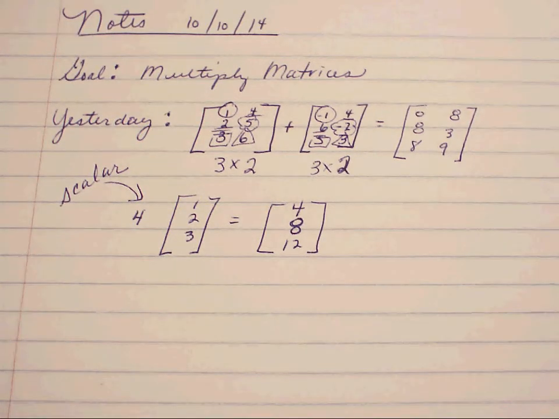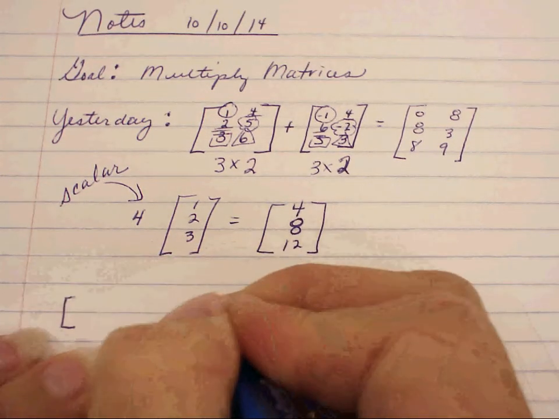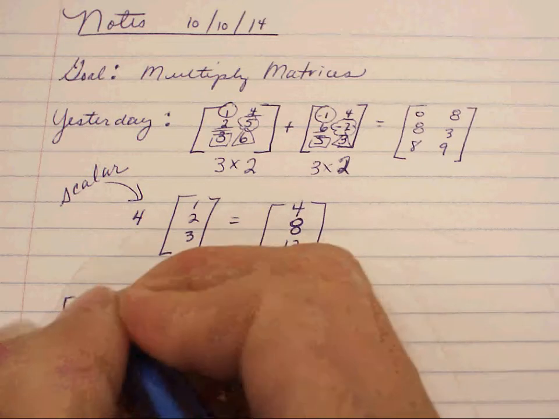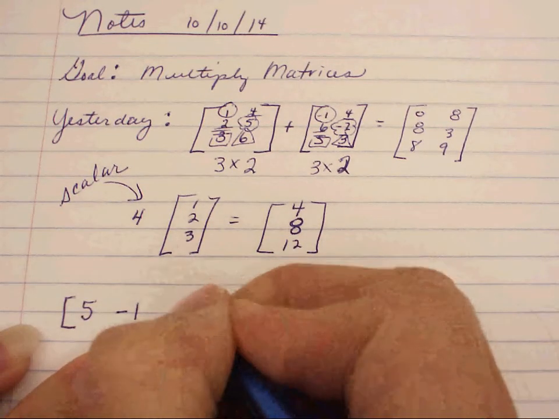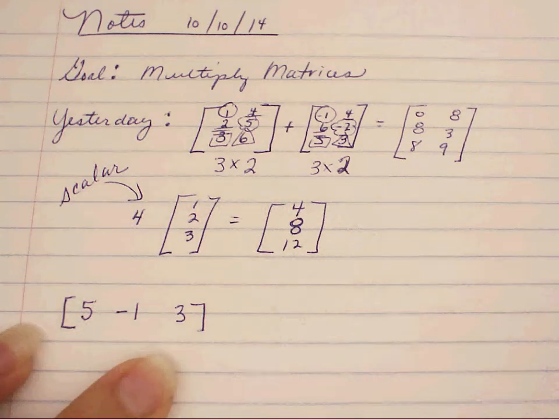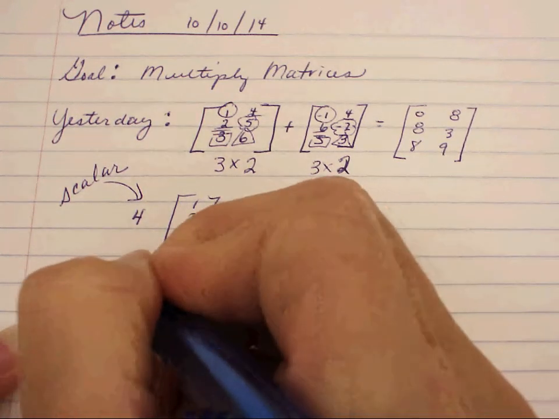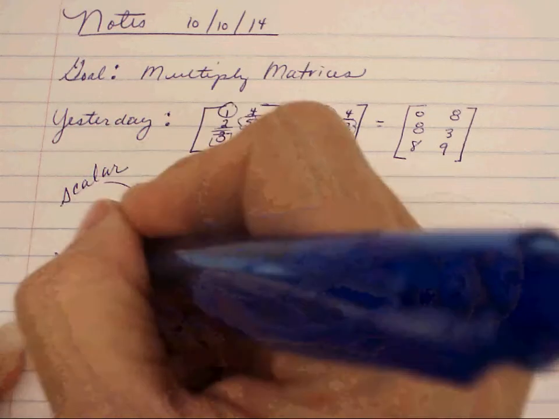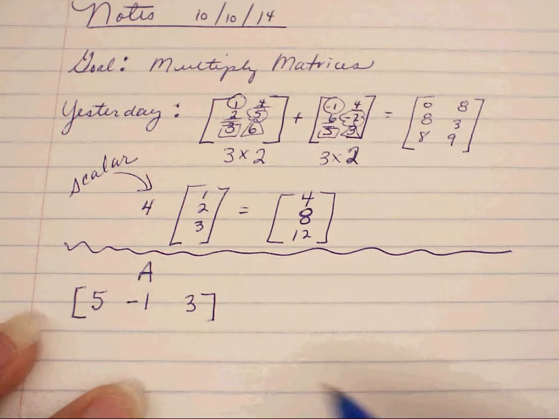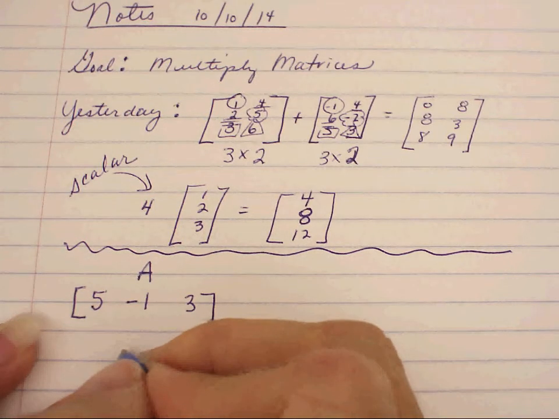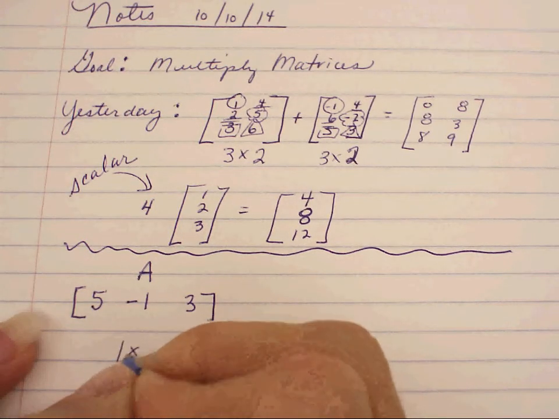I'm going to start by giving you the dimensions of a small matrix. So let's start with a matrix that is a 5, -1, 3. I'm going to call this matrix A. Tell me the dimensions of that matrix. I heard it. 1 by 3.